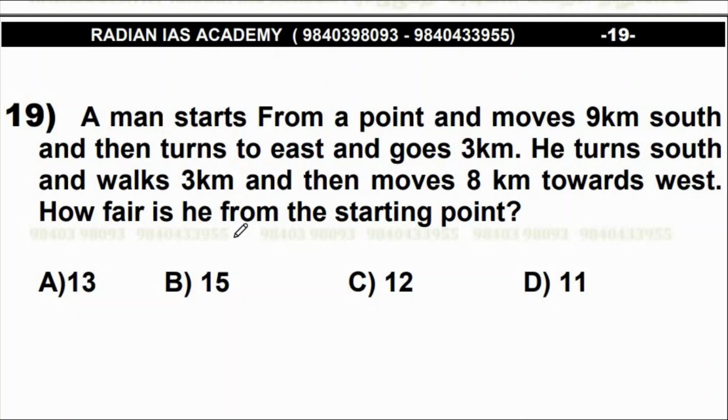So what is the answer for this? A man starts from a point and moves 9 kilometers south. Whenever a direction-related problem is there, you can do it like this. This is south, this is north, this is east. Think of India. This is west.